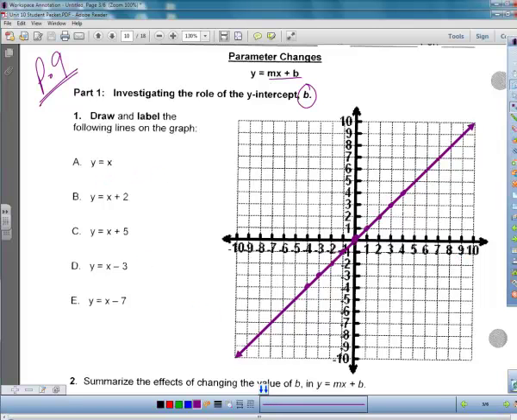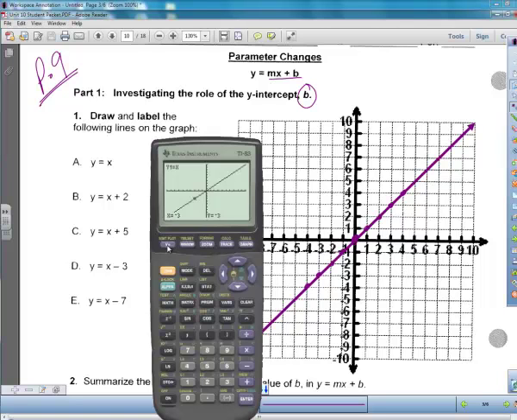Now, I'm going to go down to y2, and I'm going to graph x plus 2. Graph that. It's parallel. Whenever I hit trace, it gives me the y-intercept of my first equation, and then it gives me the y-intercept of my second equation, which is 0, positive 2.